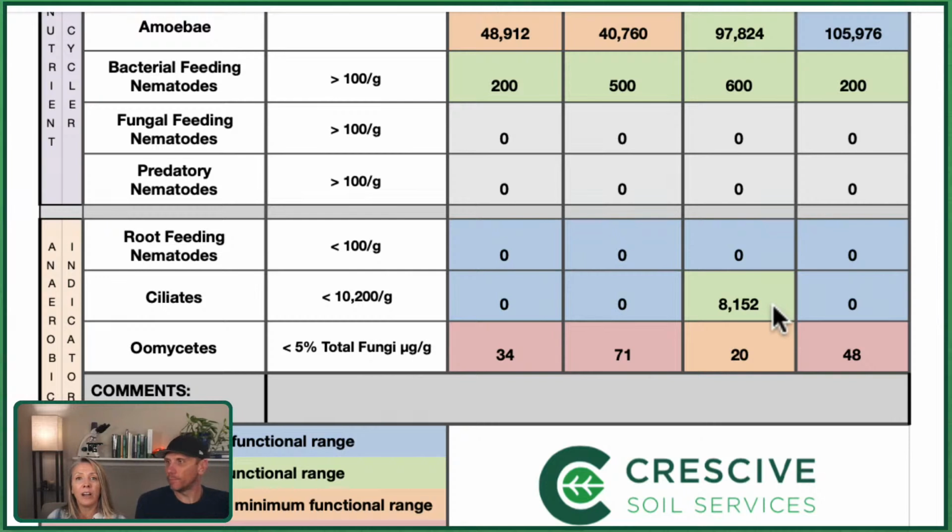One ciliate, or this level of ciliates, we're not concerned with. What we are concerned with is a trend over time, right? So if we take this sample and we've got 8,000, and then the next sample we've got 32,000, that's a trend in the wrong direction. At 8,000 and you back it off, or even keep at 8,000, we're fine with that. That tells us we have enough water in the system, but we're just keeping it at that aerobic level.